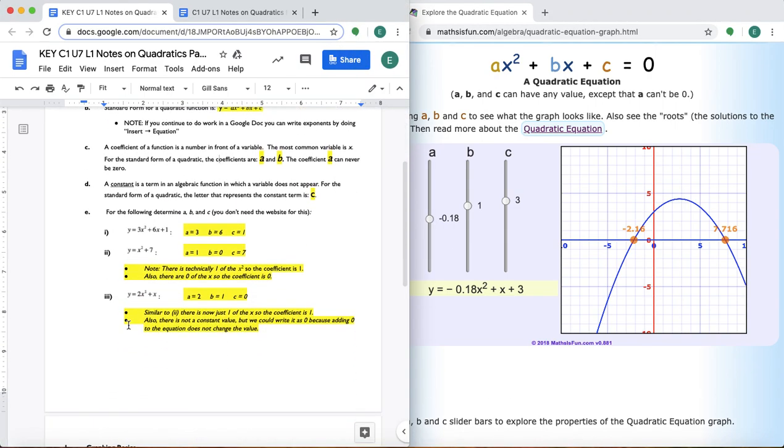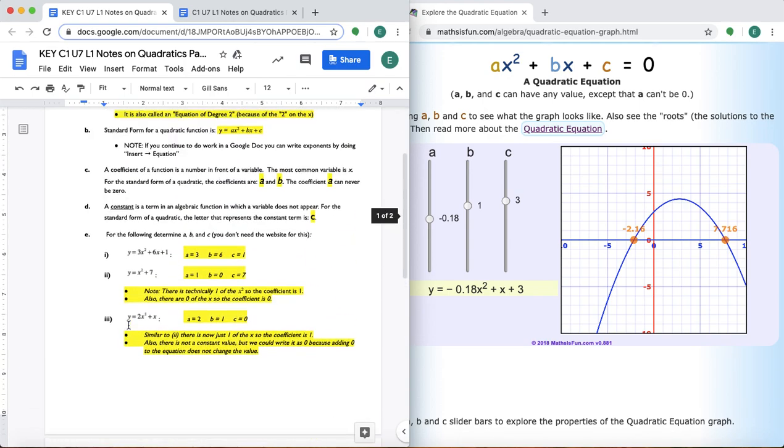Letter D, a constant is a term in an algebraic function in which a variable does not appear. So like what we have with c. So for the standard form of a quadratic, the letter that represents the constant term is c. C does not have a variable following it. We're not multiplying c by a variable. So c is a constant, and luckily enough, the letter c is the first letter of the word constant. So it works out quite nice.